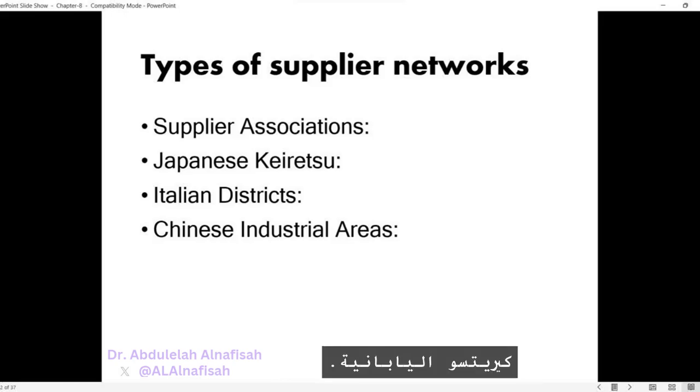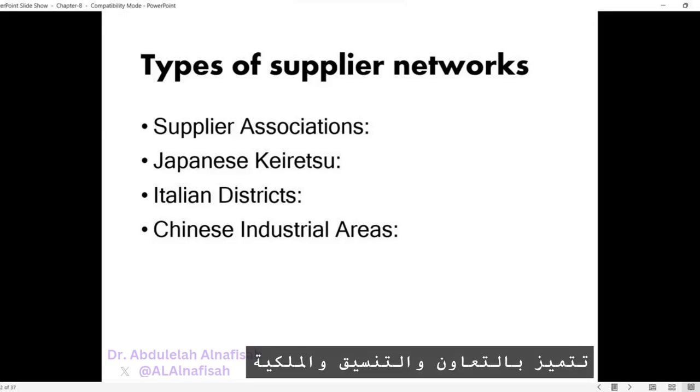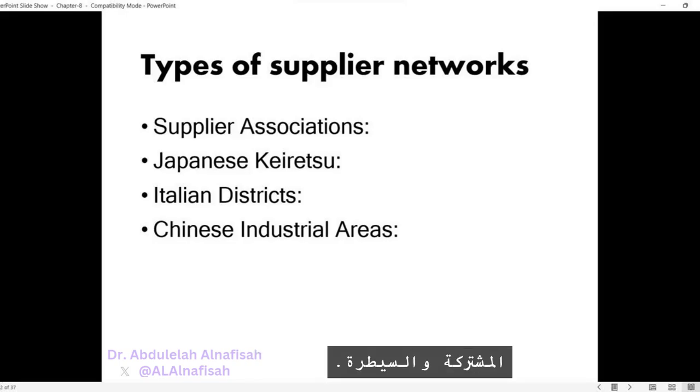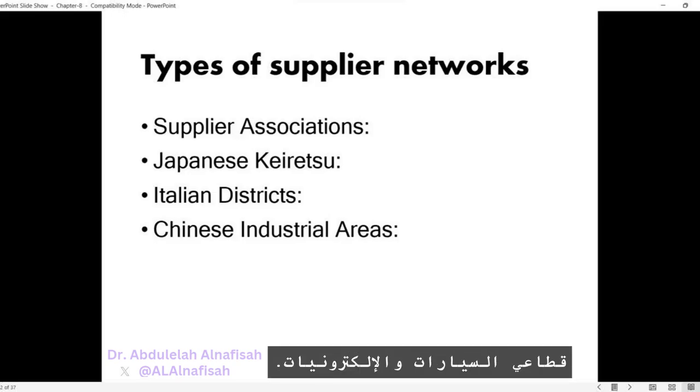2. Japanese keiretsu. Keiretsu refers to business consortia in Japan characterized by cooperation, coordination, joint ownership, and control. They have a hierarchical structure led by major assemblers and are prevalent in the automotive and electronics sectors. Keiretsu enable effective management and coordination of supplier networks.